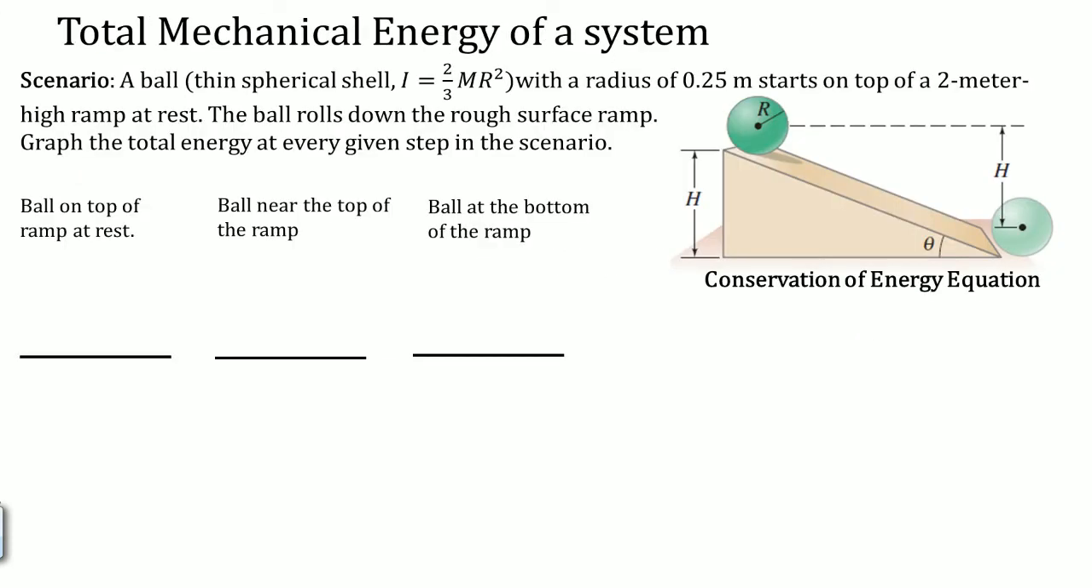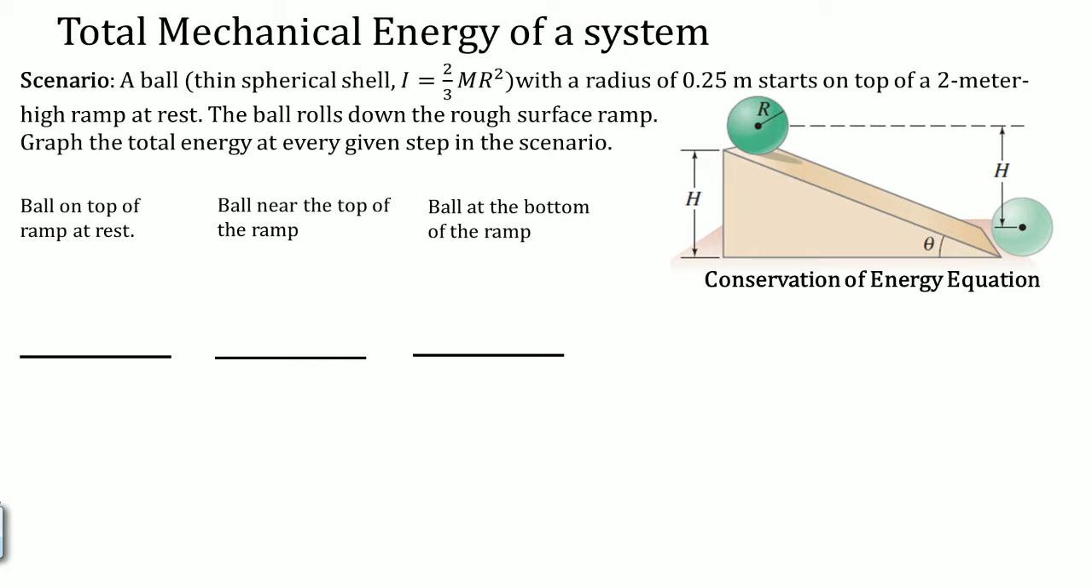Let's look at the total mechanical energy of a system. Here's the scenario. A ball, which is a thin spherical shell, has rotational inertia equal to 2/3 mr squared. Please understand you do not have to memorize the equation for the exam. The rotational inertia will always be given to you. The radius is 0.25 meters. It starts on top of a 2-meter high ramp at rest. The ball rolls down the rough surface ramp. Graph the total energy at every given step in the scenario.